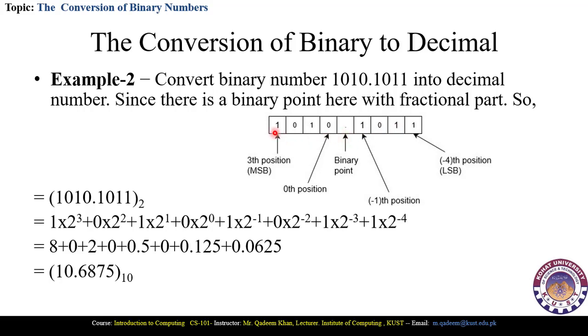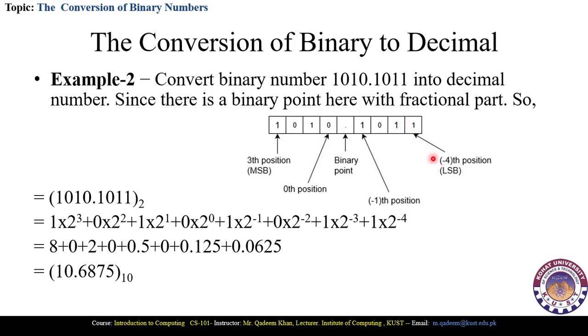Here is the most significant bit in this part of the binary number. Its position is 3, because starting from here 0, 1, 2, 3, you have to start with the 0th position for the first value. So 0, 1, 2, 3. So its position is the third position. And here is the binary point. Now you also need to define here, this is the minus 1st position. If it is the 0th position, this one will be the minus 1st position. And this is the minus 2nd position, minus 3rd position, minus 4th position.